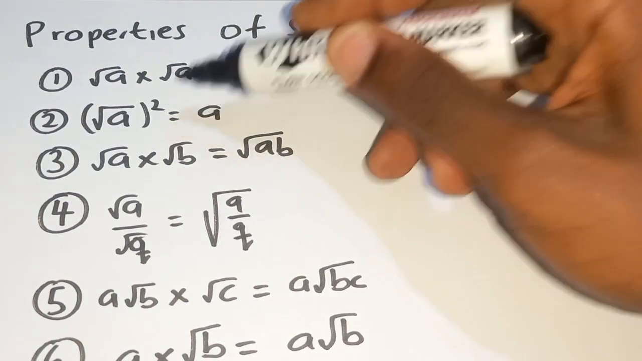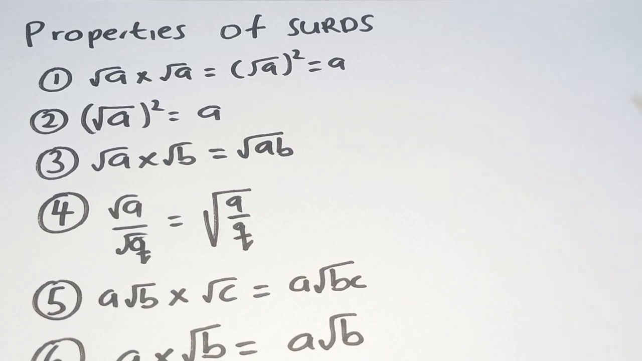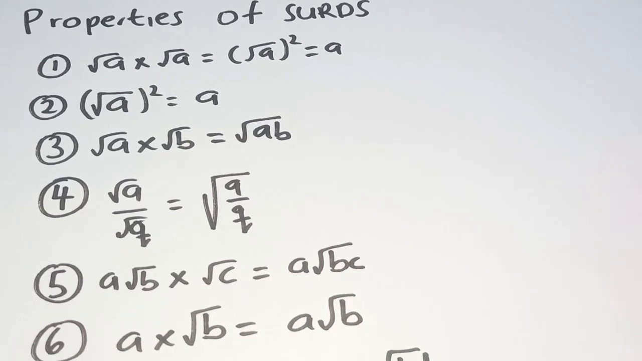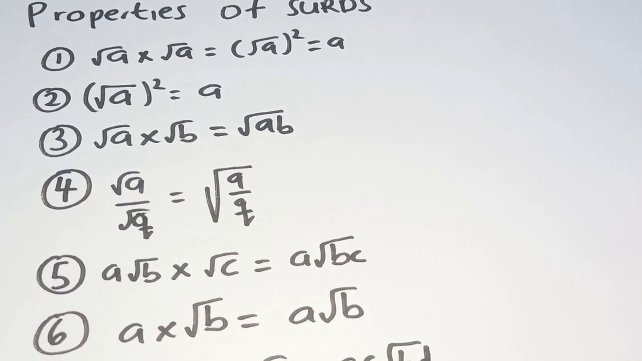Same for property number 2. And we know that from simplification of surds, we stated equation 3, that root of a times root of b is equal to root of ab. So let us keep these properties in mind to help us in our multiplication of surds.